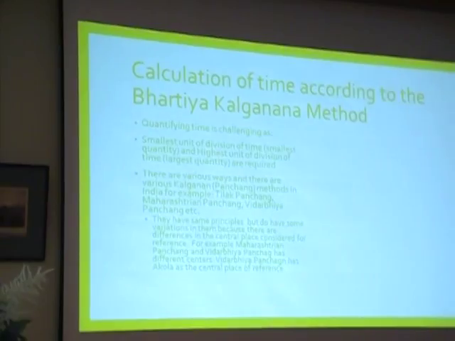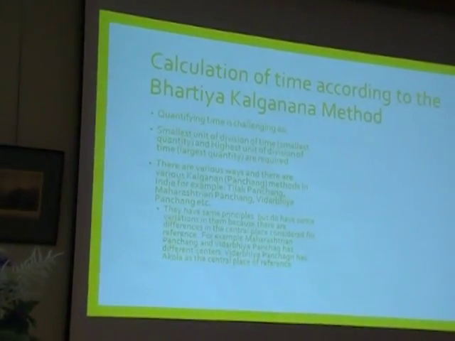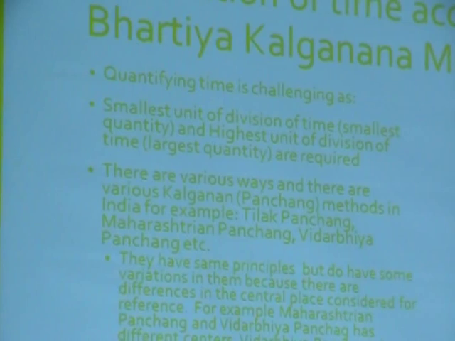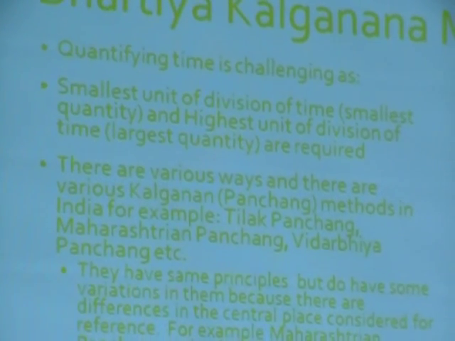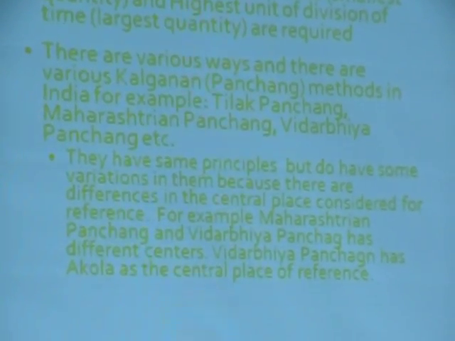Whenever we quantify time, two concepts are important: the smallest unit of time and the largest unit of time. The Bhartiya calendar has both. There were various ways of calculating time in India in the ancient times.